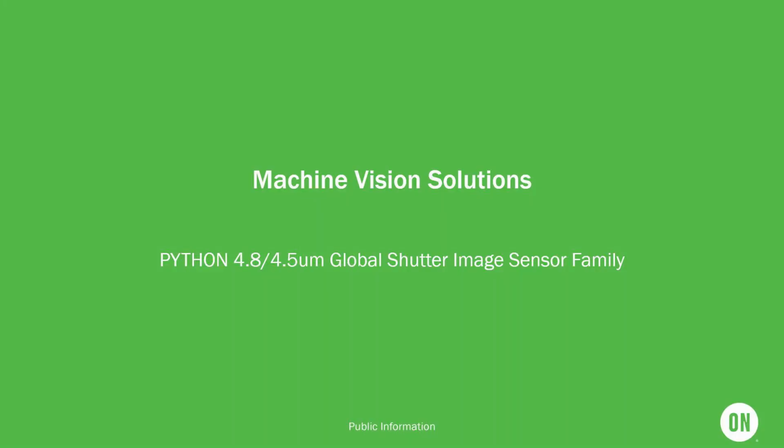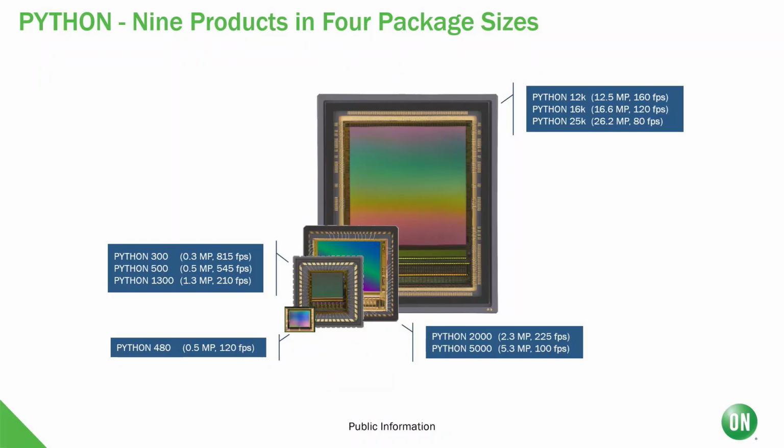Also in our large format sensors for machine vision, we have our Python family, and those are offered at 4.8 and 4.5 micron pixel size. We offer this in 9 products and 4 different package sizes, very flexible, so that you have multiple resolutions for the same family of device. And the Python will operate up to 815 frames per second, or resolutions as high as 25 million pixels.